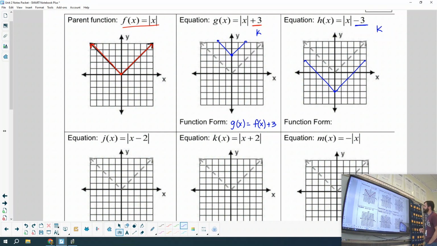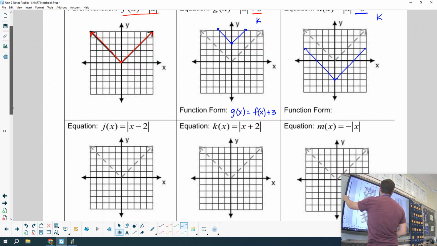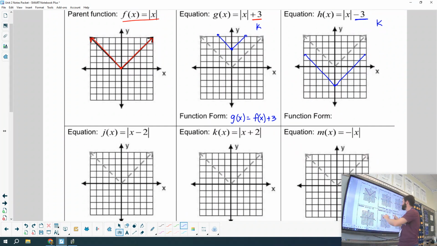So down 1, 2, 3, put a point, and draw it out that way and that way. Do you see here, if it's plus 3 on the outside, we just take my graph and shift it up 3. If it's minus 3, we just take my graph and shift it down 3. Real quick, function form: we can go h of x is equal to f of x minus 3. All we did was put a minus 3 on the outside of my original.